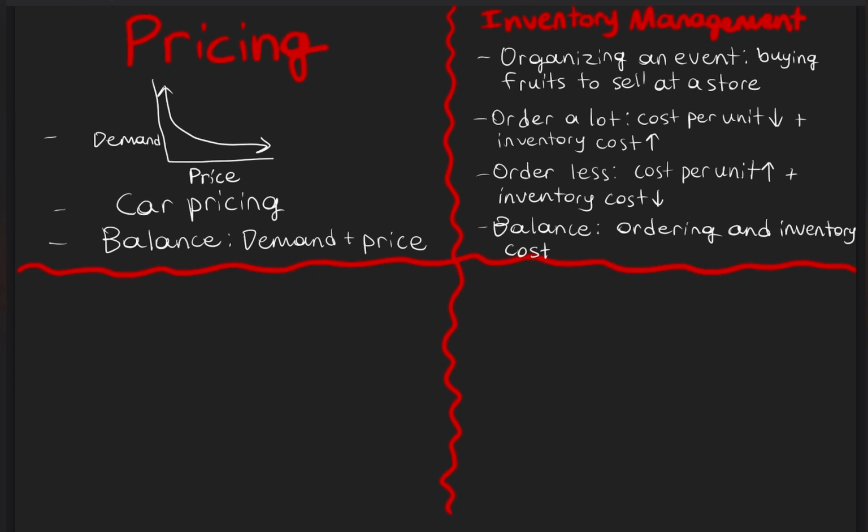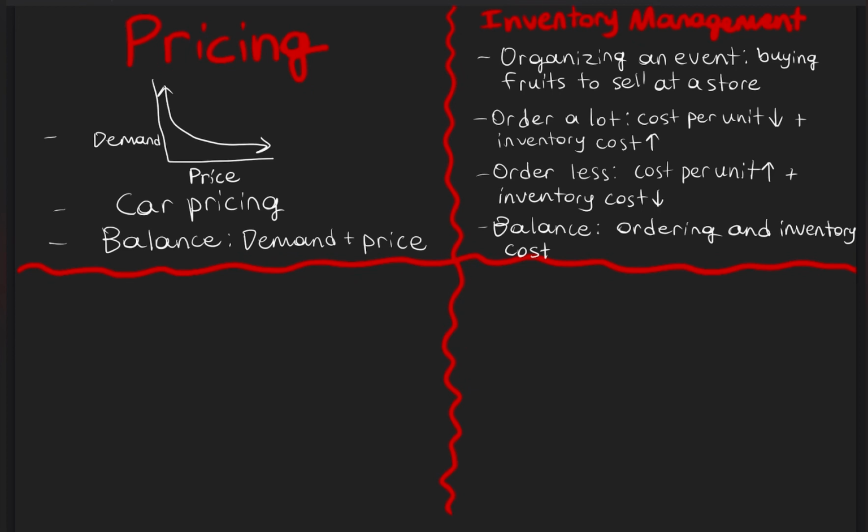Okay, next we'll talk about inventory management. Let's say you're organizing an event. You're going to buy fruits from a vendor to sell at your supermarket. If you order a lot of fruits, then the cost per unit is going to decrease, but the inventory cost to maintain the fruits and keep them nice and moist and in the proper conditions for selling is going to increase.